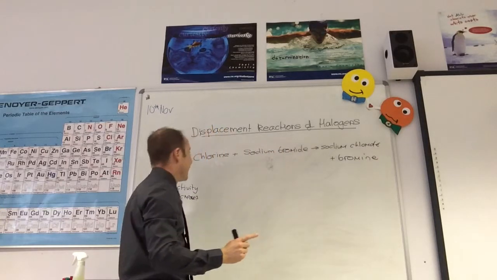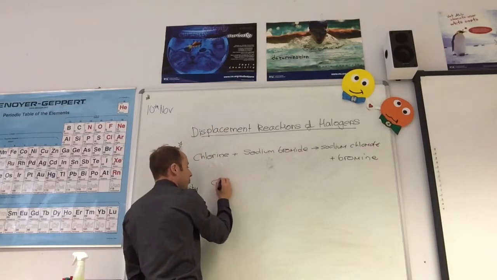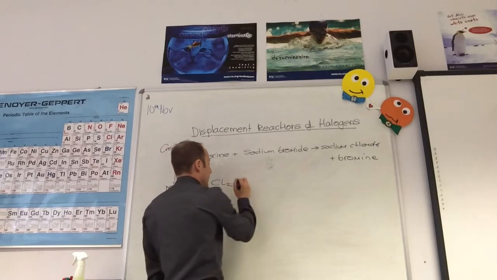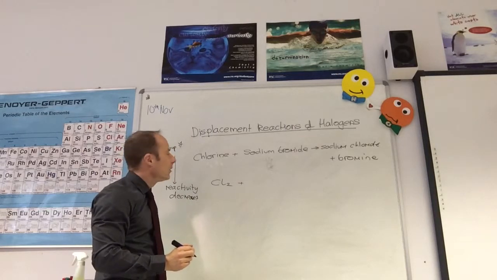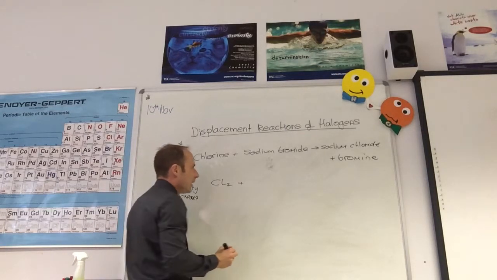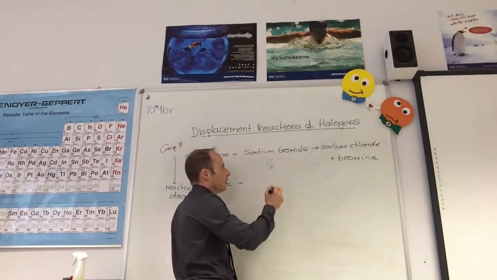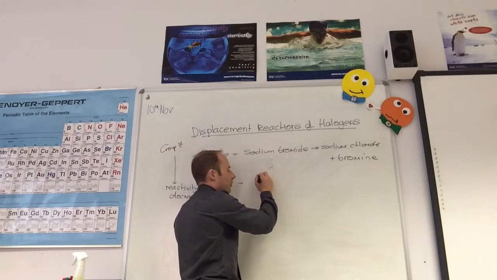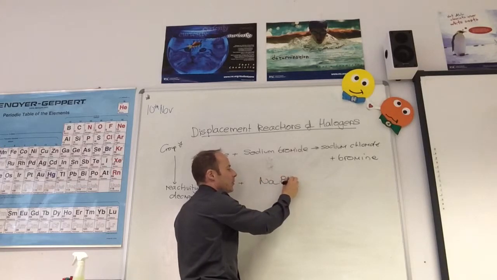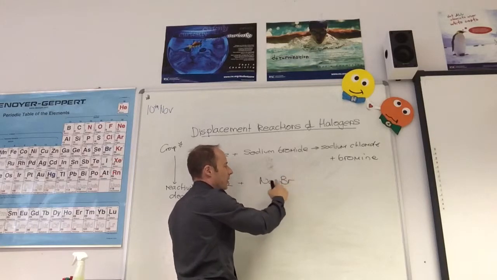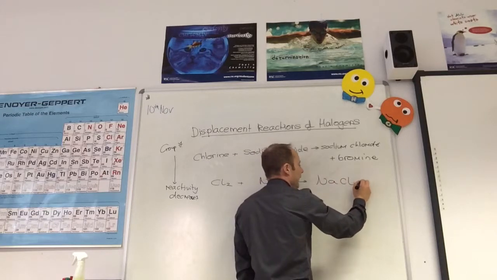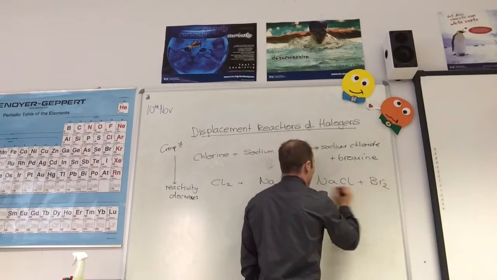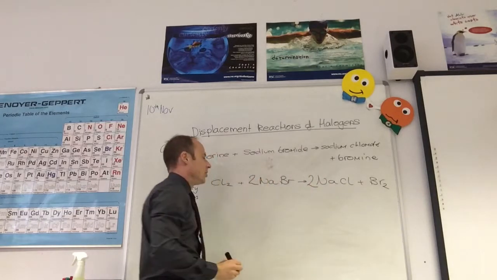So, let's have a think about that. Chlorine, I'm going to write as Cl2. Sodium bromide, what's going to be my formula of sodium bromide? NaBr, why NaBr? Yep, sodium's in group 1 so it forms Na+, bromine's in group 7 so it forms Br-, so 1 plus 1 minus, to give me sodium chloride, NaCl plus bromine. And I need 2 there and 2 there.